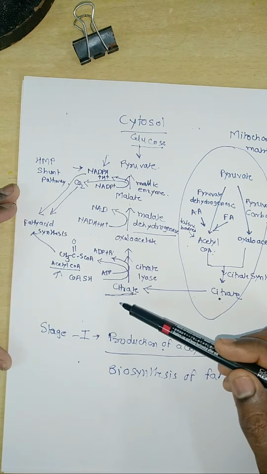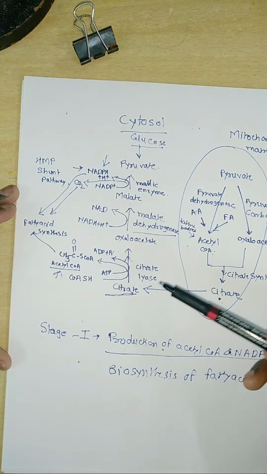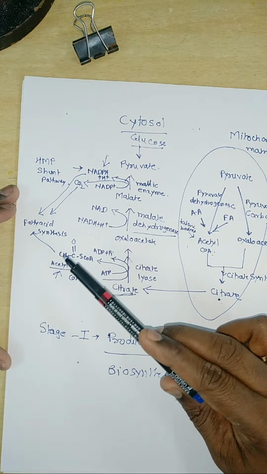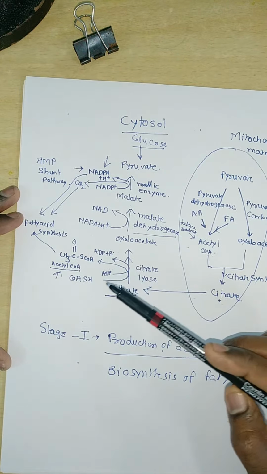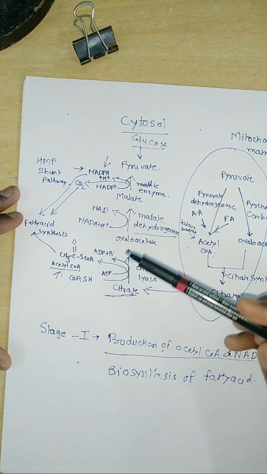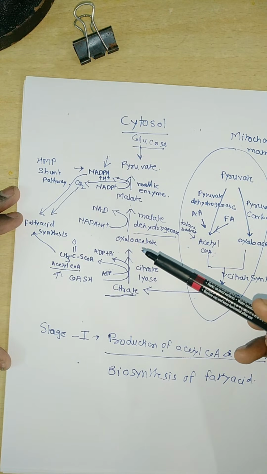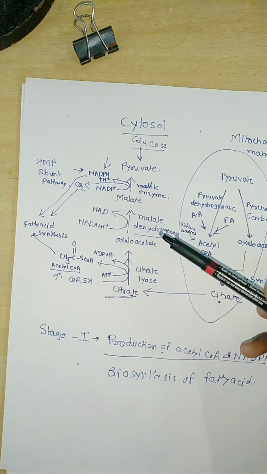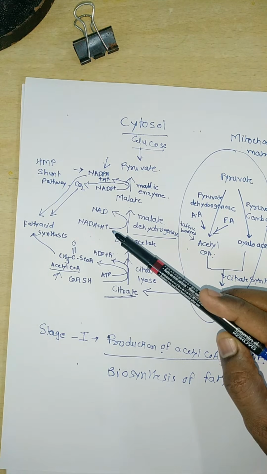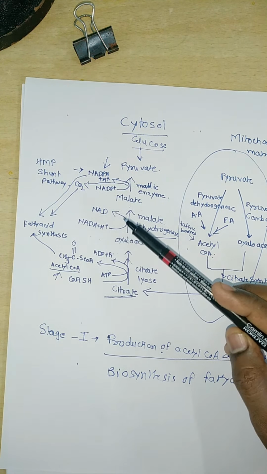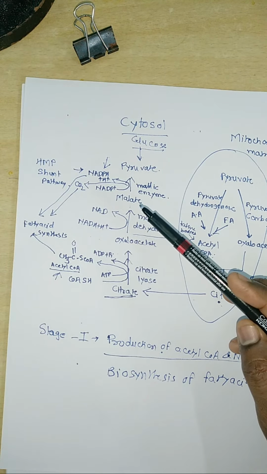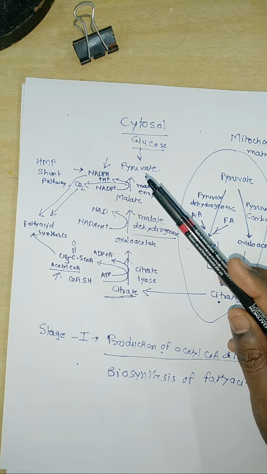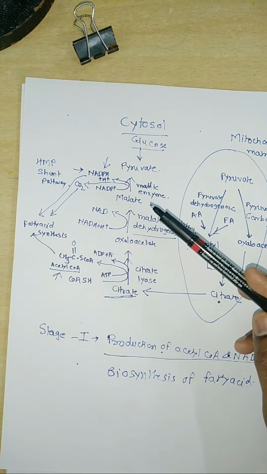In the cytosol, what is happening? This citrate, in the presence of citrate lyase, is converted into acetyl CoA, which we require for fatty acid synthesis, and ATP is used as energy. Oxaloacetate is the second product forming from the citrate. Along with malate dehydrogenase, NADH and H plus are converted to NAD, giving hydrogen to form malate. Then a malic enzyme converts it to pyruvate. These are ongoing cyclic processes.